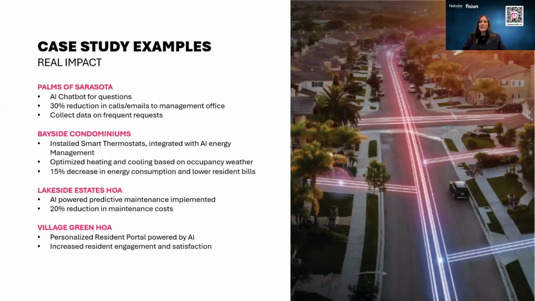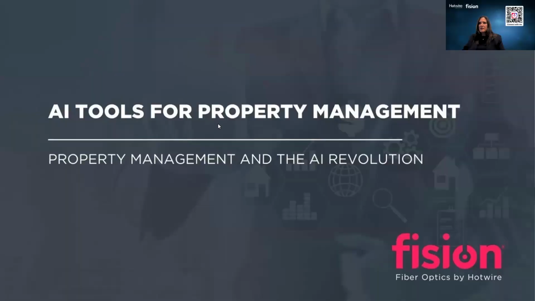Then the Lakeside Estates HOA, AI-powered predictive maintenance was implemented, and they had a 20% reduction in maintenance costs. And those predictive maintenance apps are available. And like I said, they will minimize the downtime and optimize the life of the equipment for all of your maintenance items. So here we have the Village Green HOA, and they had a personalized resident portal powered by AI, which increased resident engagement and satisfaction. So let's go on to the next one.